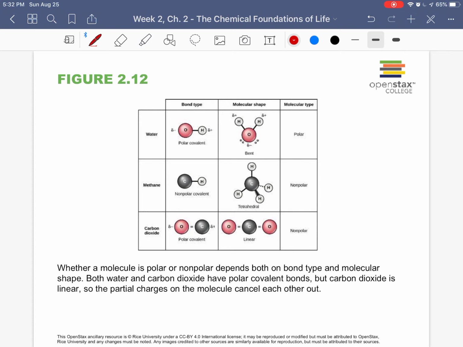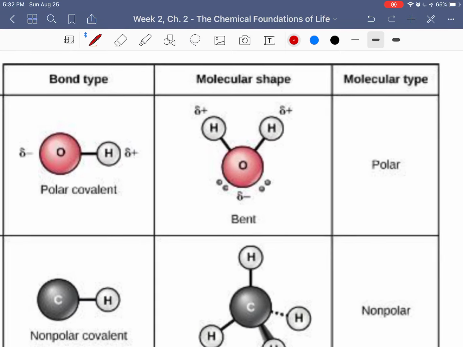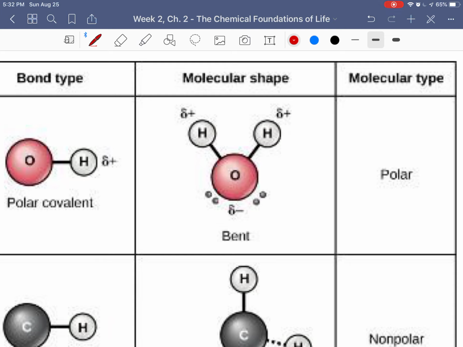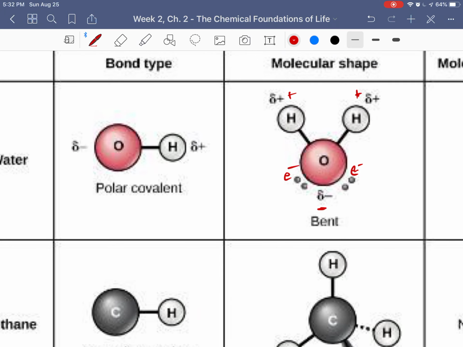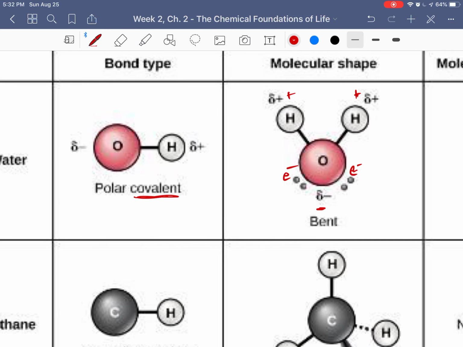All right, so here are some examples. The first one right here is water. Water is going to have more electrons towards the oxygen end, so it's going to be negative. It's going to have a more positive end towards the hydrogens. Since we have a more positive end and a more negative end, water is polar. Since we are sharing electrons, it is covalent.